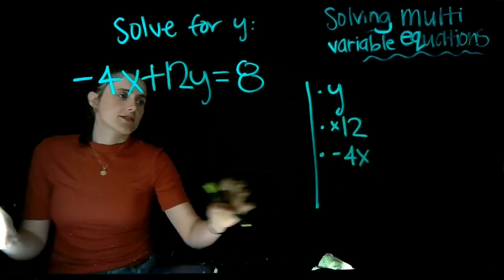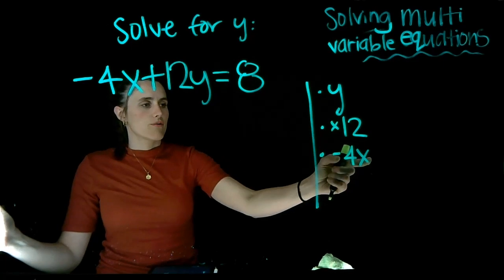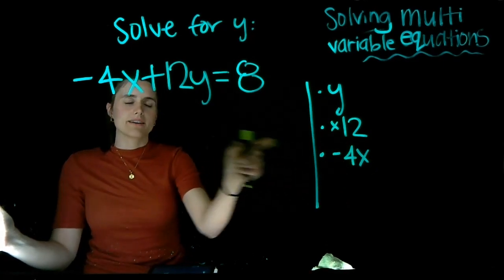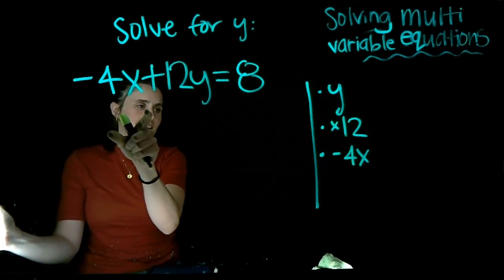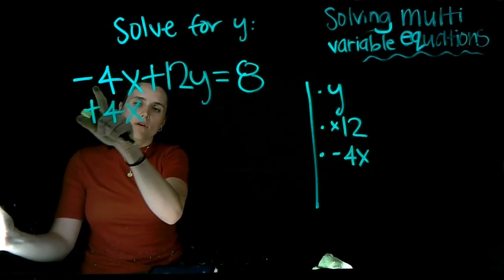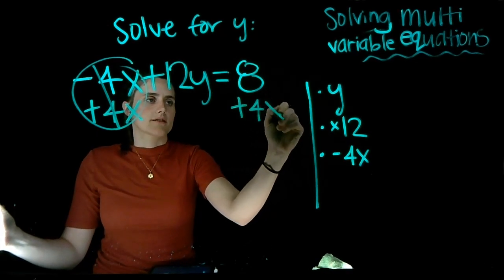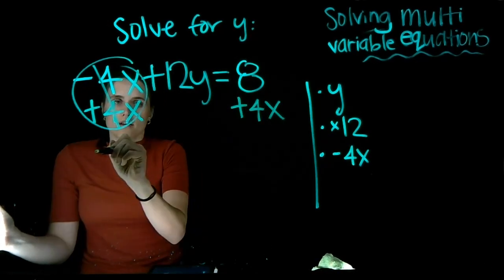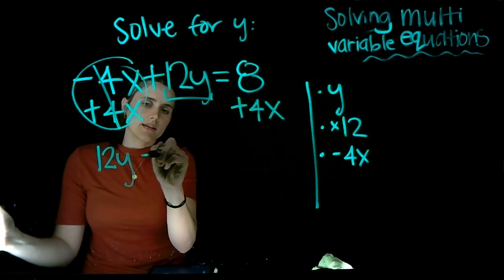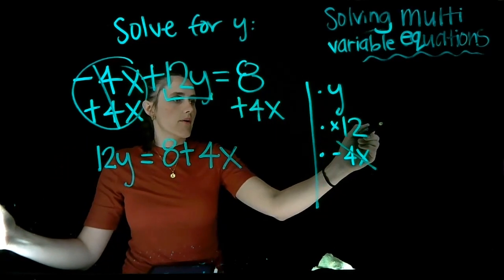Now we're going to start at our last step and do the opposite and work our way backwards. So if we have this negative 4x, we have to add 4x because that's the opposite operation. So a negative 4x plus 4x becomes 0, which is exactly what we want. And then we'll have to add 4x over on this side of the equation as well. So now we're just left with this 12y equals 8 plus 4x. Okay, awesome. We've done that step. Now we're on to this step.